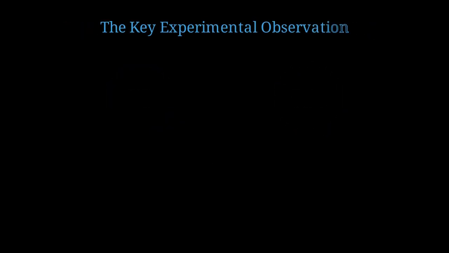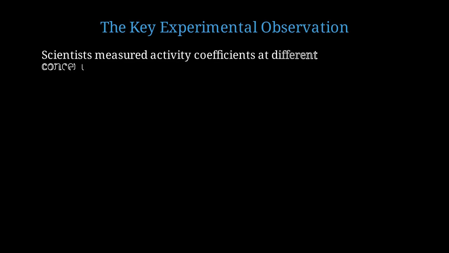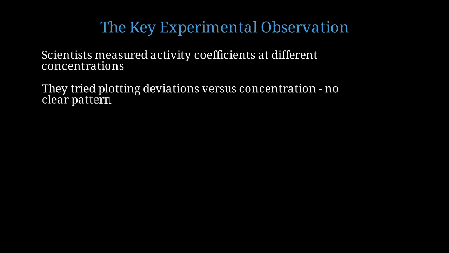Let me show you the key experimental observation that Debye and Hückel focused on. Scientists had measured activity coefficients for many different salts at various concentrations. The data showed a clear trend. When they plotted the deviations from ideal behavior versus concentration, the relationship was complicated and different for each salt.